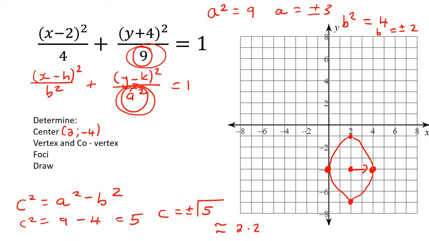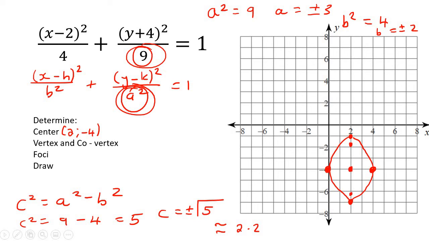So we're not going to go right and left, we're going to go up and down because this is a vertical ellipse. So we're going to go 2.2 up, so that's about there, and 2.2 down. Because remember the focus, or the C value, is from the center. It's that length from the center. And so that would be our focus and our focus. Okay, so let's go put all the coordinates.